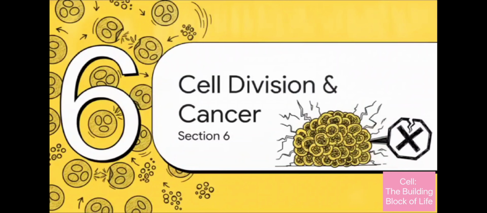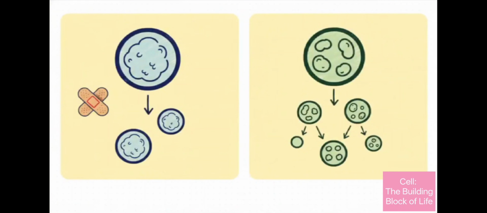Finally, let's look at growth in Section 6, Cell Division and Cancer. How do these cellular cities actually expand their population? Well, cells divide in 2 very different ways. Mitosis is your routine maintenance. If you scrape your knee, your cells use mitosis to split into 2 perfect, genetically identical clones to repair the damage and help you grow.